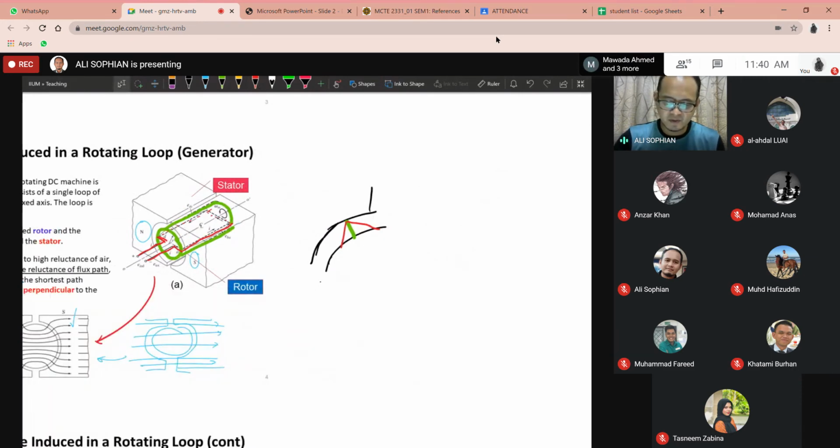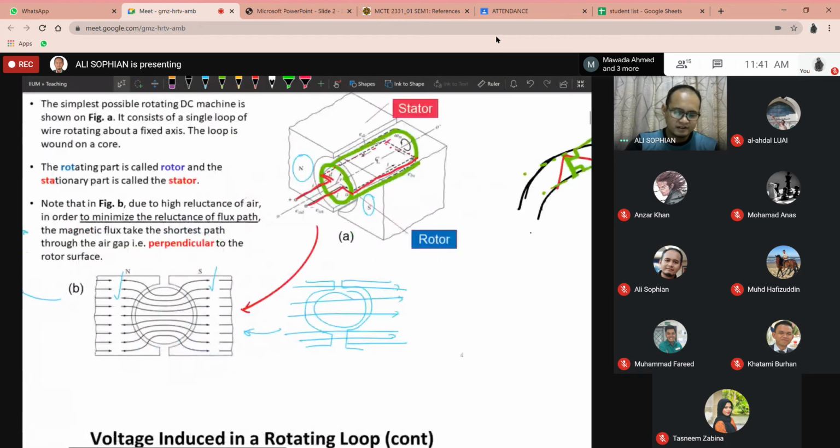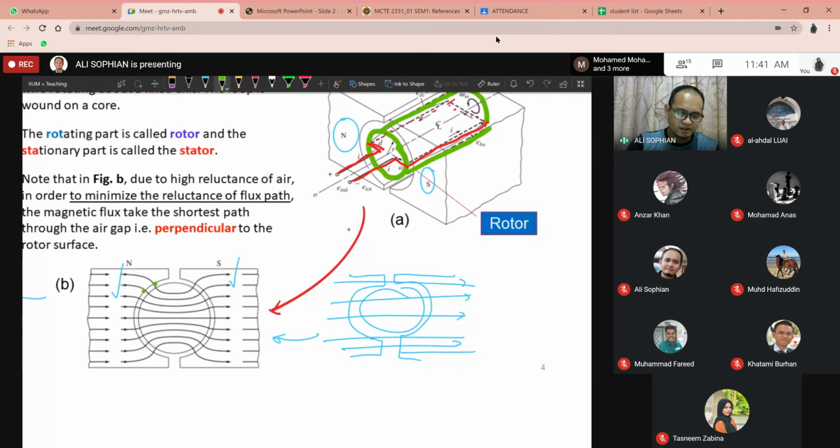Yeah, so this will be the shortest, and in this case the shortest will be perpendicular to the surface of each part. So this is going to be perpendicular to this, and at the same time perpendicular to the rotor surface as well. Okay, and it happens to all the points. So not only a single point, but all the points.